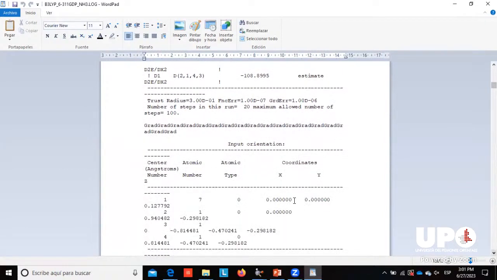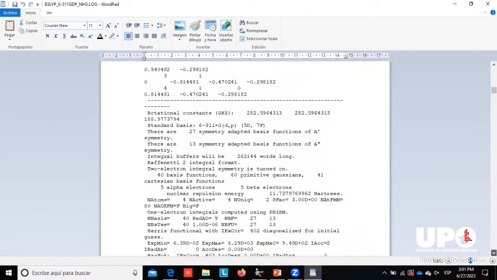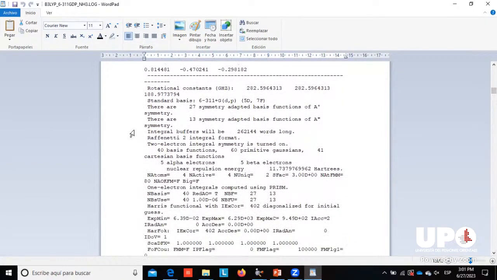And then this grad indicates that you are about to optimize, and then more information on structure, distance matrix, so that's geometries. Here is information about the basis set. So we are using a standard basis set that is here. And then the number of basis functions that we are using: 40 basis functions that include 16 primitive Gaussians. So the number of Gaussian functions also gives you an idea of the size of your basis set, right?